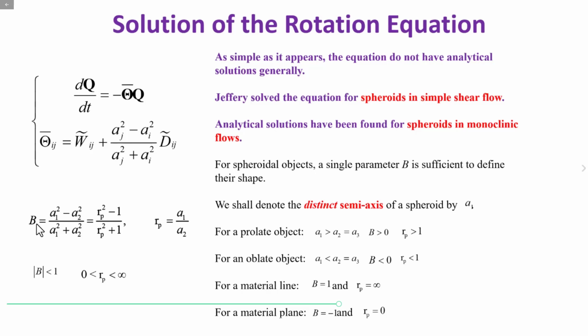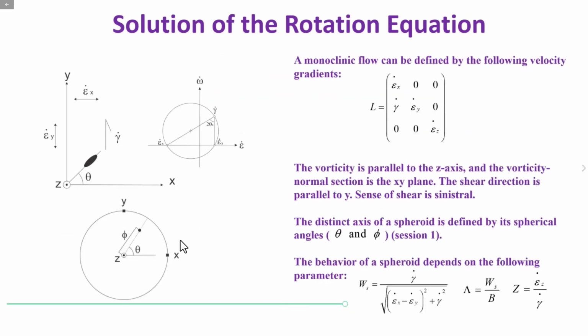For an oblate object, b is less than 0. And for a prolate object, b is greater than 0. b is uniquely related to the aspect ratio. Aspect ratio is the A1 axis divided by the A2 axis. Analytic solutions of the equation are possible only for simple situations, if the flow field is a monoclinic flow field. So the velocity gradient tensor can be expressed by a matrix like this.